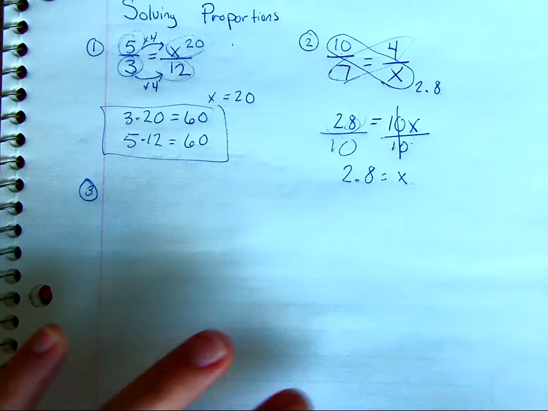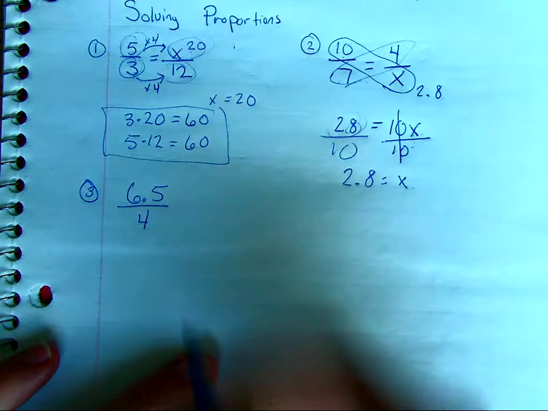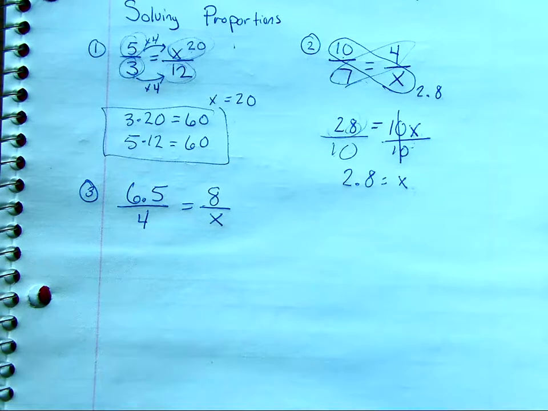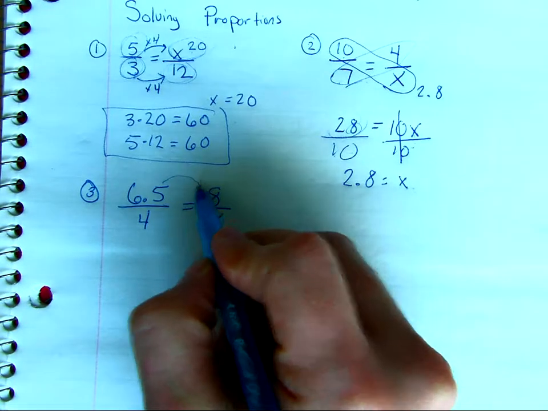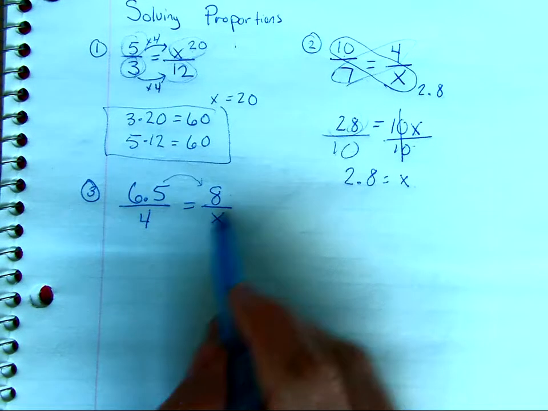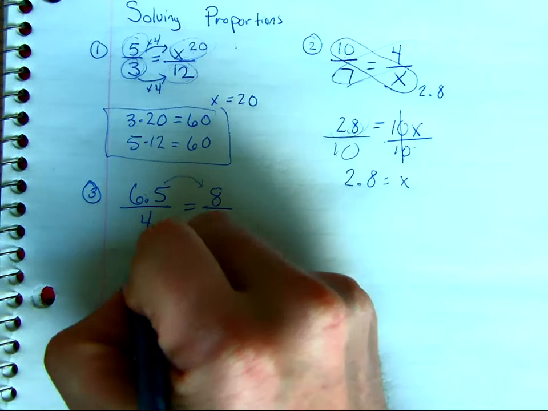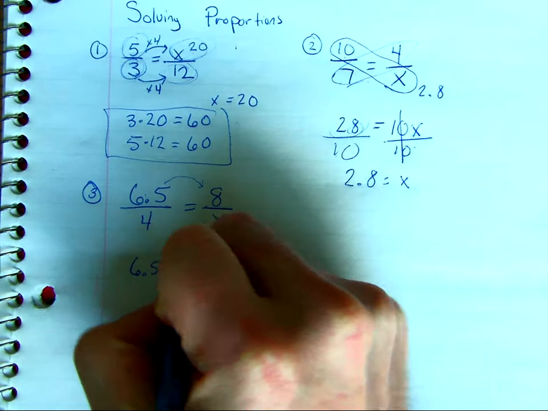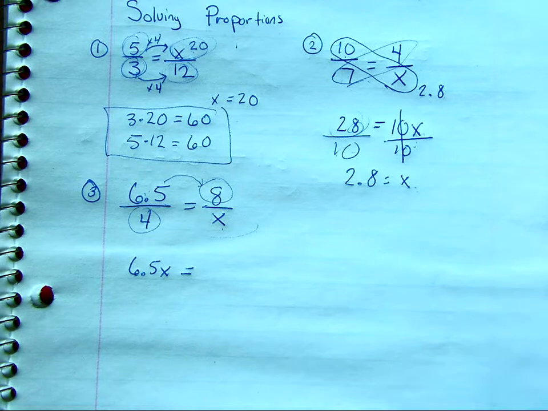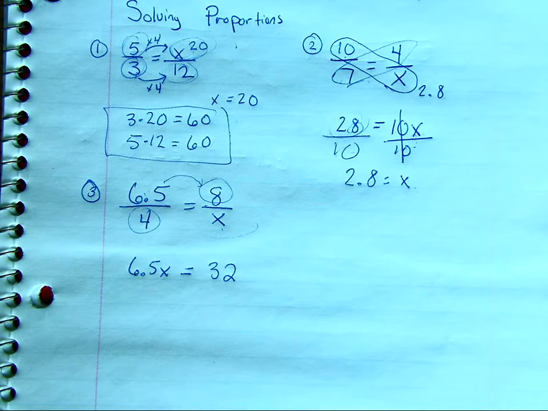So let's say 6.5 over 4 is equal to 8 over x. Well, I don't know what I've got to multiply 6.5 by to get me to 8. So I can cross multiply here. 6.5 times x is going to be 6.5x. And that's going to be equal to 4 times 8, which is 32. Then it becomes a one-step equation.